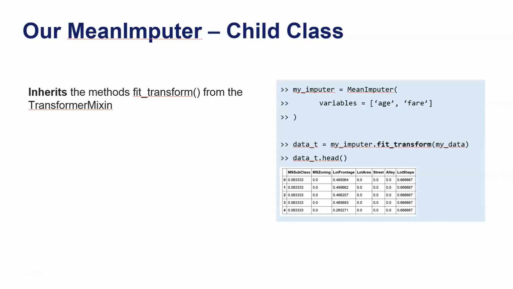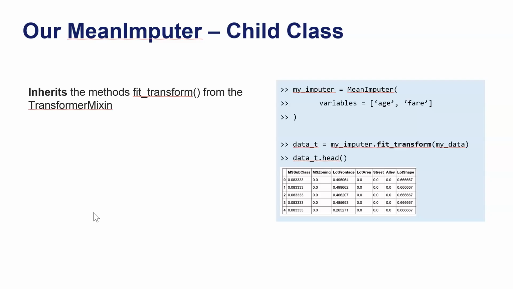So to see this in action, if I now initialize my imputer, calling the min-imputer and passing these two variables, I can indeed use the fitTransform method that was inherited from the TransformerMixin on my data to inform the class that it needs to apply the fit and then transform the data, and I capture the transformed data in this new variable, and we can see the output here.